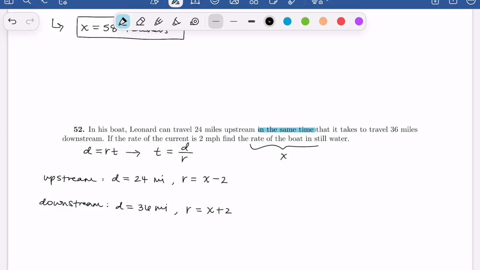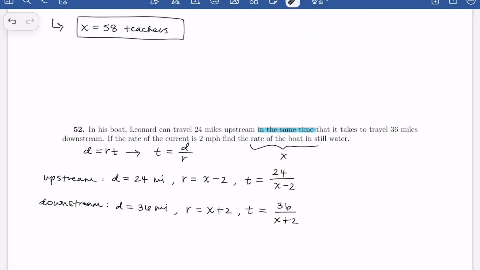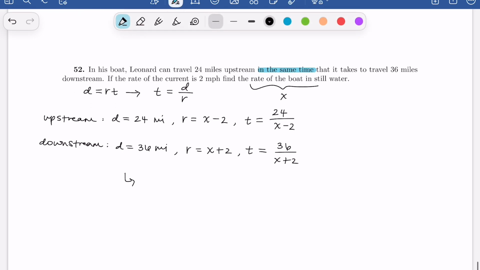So, if I'm thinking of this in terms of time, for my upstream travel, t is going to be equal to the distance over the rate. So this would be 24 over x minus 2. And then downstream, this would be the distance over this rate. So now I have two different equations. And like I said, this is all going to happen in the same amount of time. So that means this time must be equal to this time. So now I can set these two equations equal to each other. I'm going to have 24 divided by x minus 2 is equal to 36 over x plus 2.